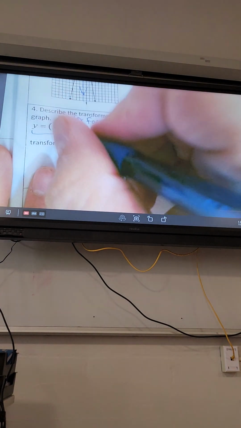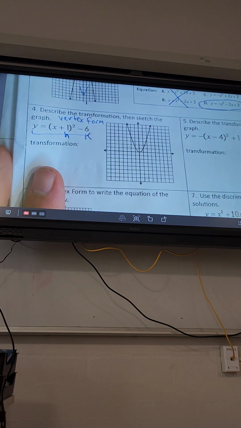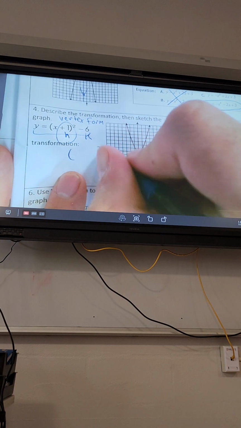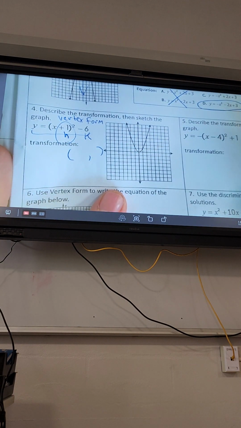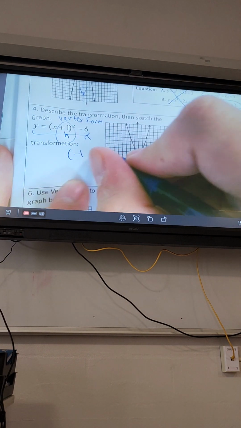Vertex tells us the what? The vertex, the HK, yes. And remember, which one is opposite, H or K? H, so what's the vertex, guys? The opposite of positive 1, negative 1, and then just negative 6.